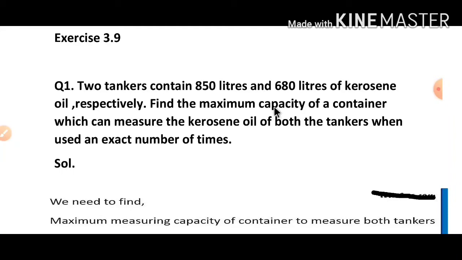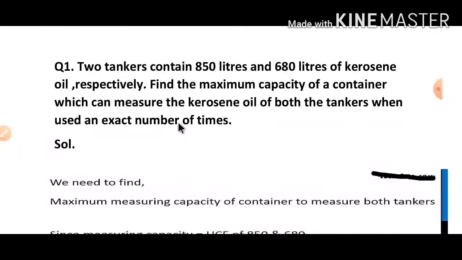Now we have to find the maximum capacity of the container, so that when we use the container, it is used an exact number of times. You can see the capacities are different, but we have to find the maximum capacity of the container. And if you want to find the maximum capacity, we always find the HCF. If you want to find the minimum or the smallest number, we always use LCM. But for maximum and greatest number, we always use HCF.